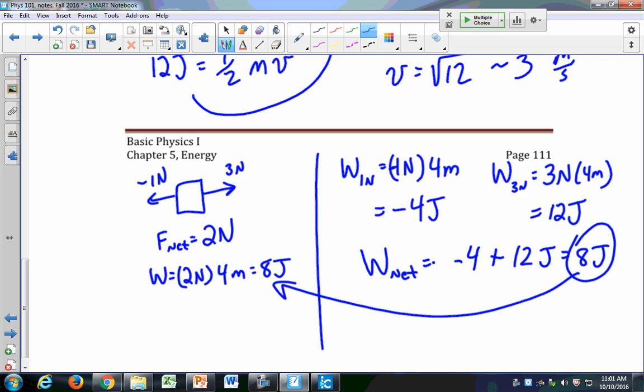You could do either way. You could find the net force that's acting, and then find what work is being done by that net force. Or you can say, what is the work done by the frictional force, which is negative work, and what is the work done by the other force, the 3 Newton force. This is going to be positive work because it's in the same direction as the displacement.